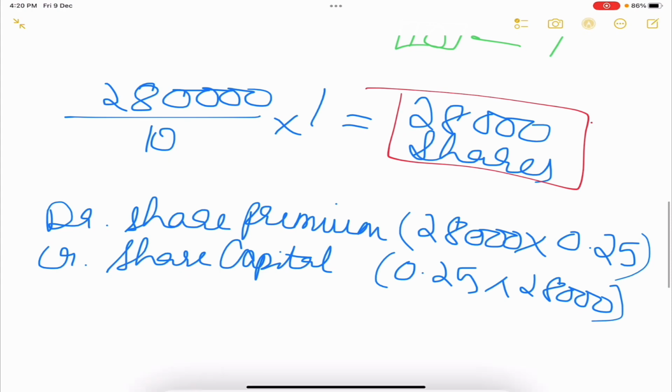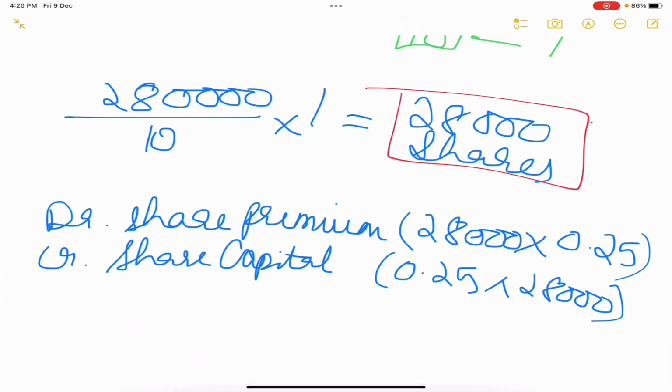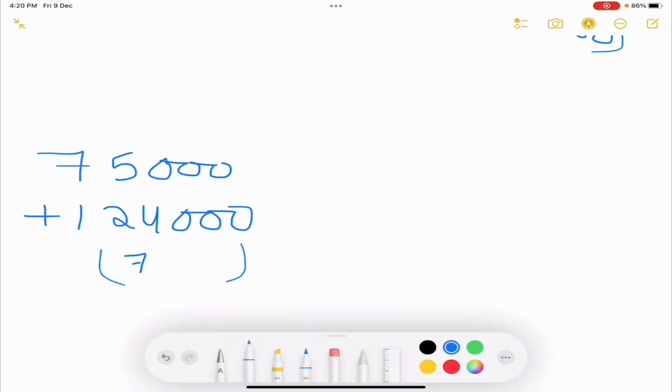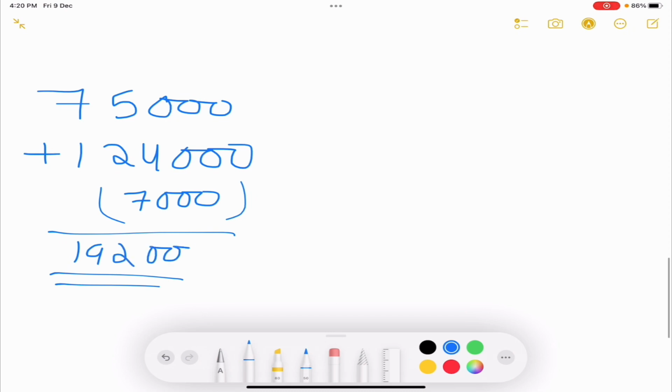Now, in the last journal entry, we used up the share premium for giving the bonus shares. How much did we use? 28,000 multiplied by 0.25, which is 7,000. So you used up 7,000 from the same. Now let's find this. How much is left? This will be 192,000. 192,000 of the share premium is left.